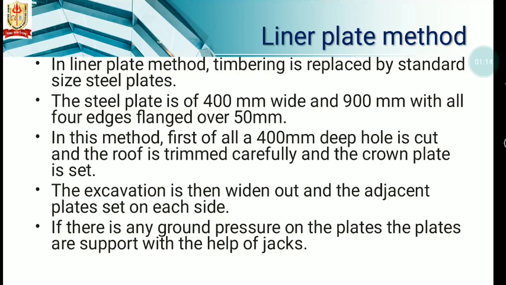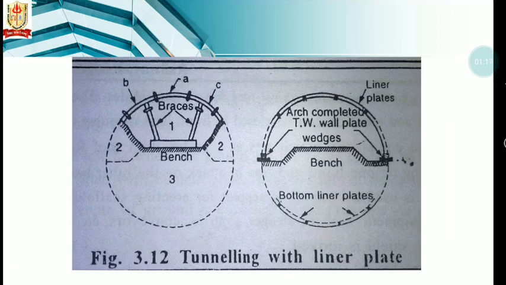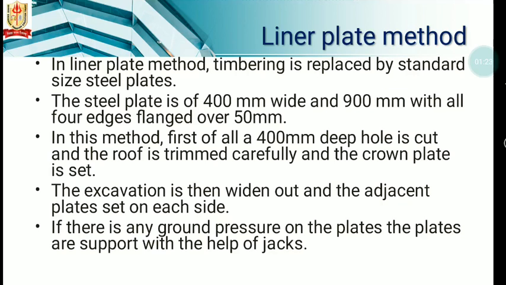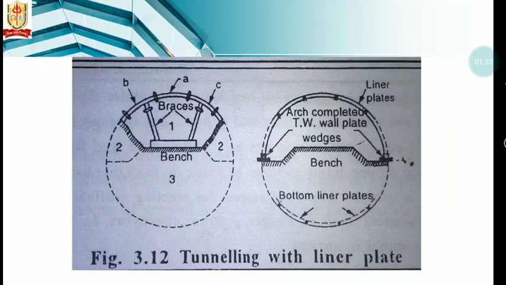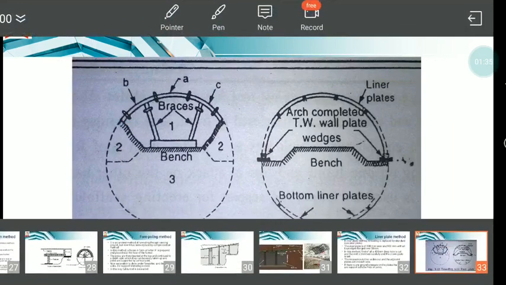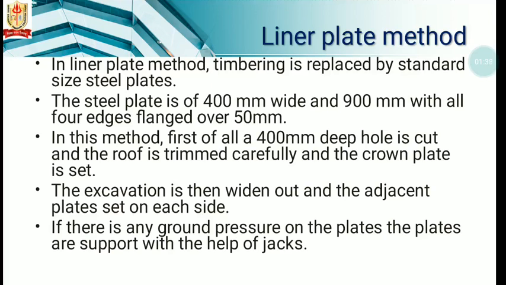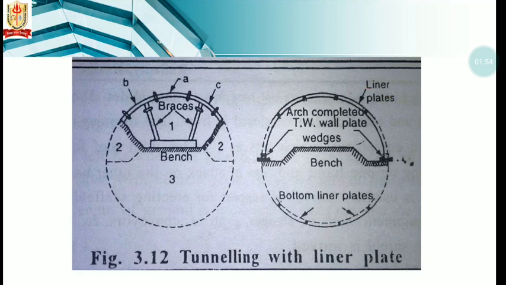Next method is liner plate method. In the liner plate method, timbering is replaced by standard size pressed steel plates. The pressed steel plate is 400 mm wide and 900 mm long, with flanges of 50 mm on all four edges, and these are wedges. In this method, first of all, a 400 mm deep hole is cut and the roof is trimmed carefully and the crown plate is set. So here the crown plate is set.